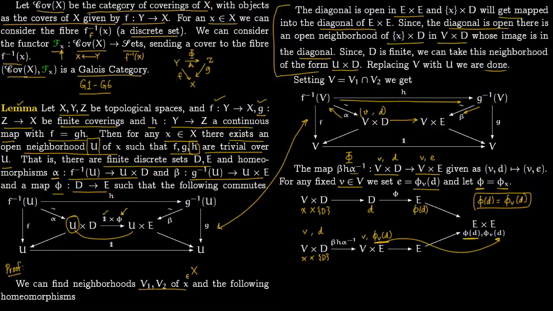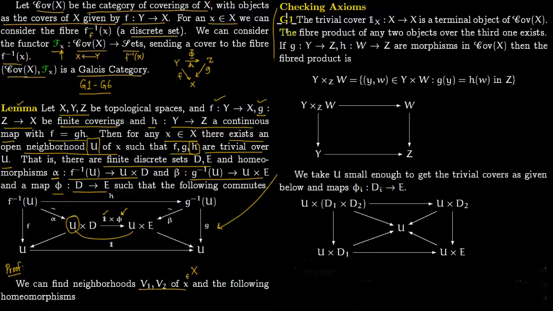So this was important, and then we can now continue forward to G1 to G6 and start checking the axioms. So the first axiom, we have to check 2 things. So the first is the terminal object. So the trivial cover, this is just the identity map. This is the terminal object of our category of covering spaces on X. And then we have to check the fiber product exists for any 2 objects. So the fiber product of any 2 objects over the third one exists.